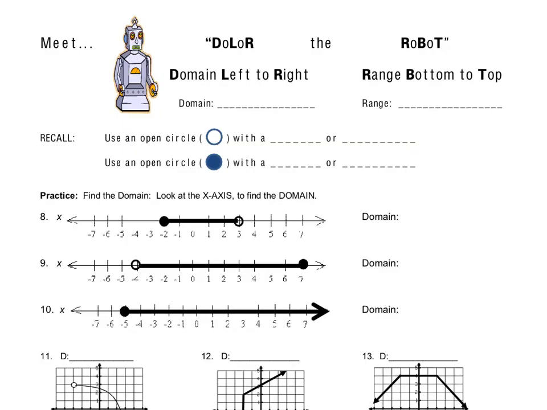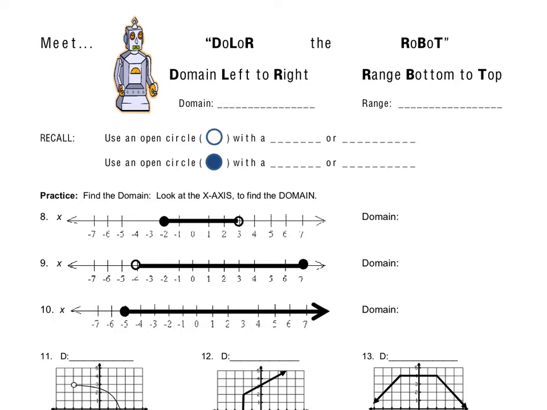So we're going to talk about how to find our domain and our range. To help us out, you need to meet Delore the robot. So this is Delore. You can say hello to him later. You'll see a poster of him up in the classroom. But this is Delore, and Delore is your friend because he's going to help you remember how to find the domain and the range of a continuous function.